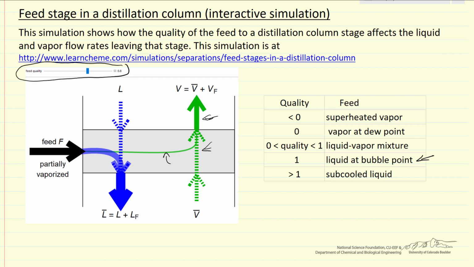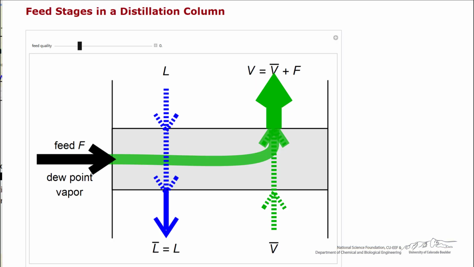So what we want to do is now look at this simulation, observe the behaviors as we change the quality. So here's the interactive simulation. We're feeding a vapor at its dew point, and you can see in the simulation all of the flow of vapor adds to the upward flowing vapor.